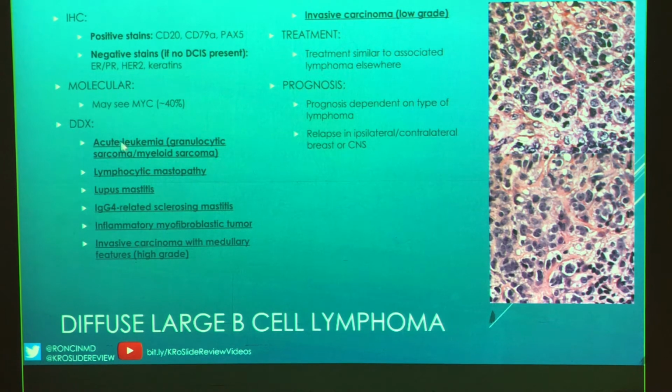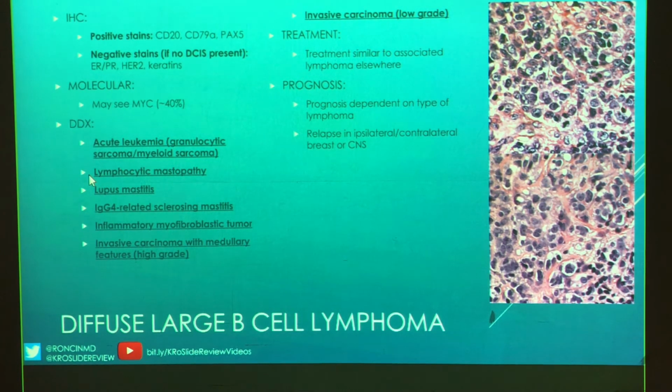What else? Okay, lymphomas, so you need to differentiate from acute leukemias. Then lymphocytic mastopathy, so we've seen that in a few lesions already today, where you can have these really prominent lymphocytic infiltrates, and it can really make your diagnosis of is this invasive cancer difficult.